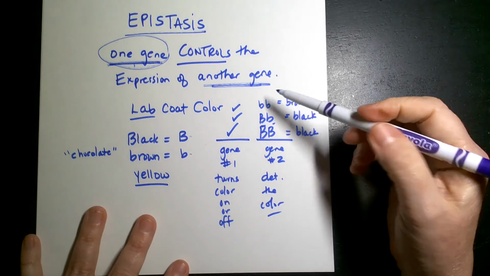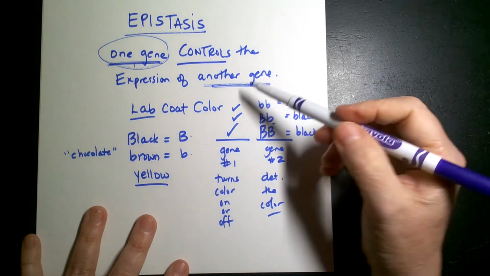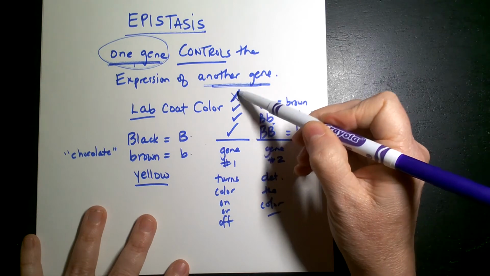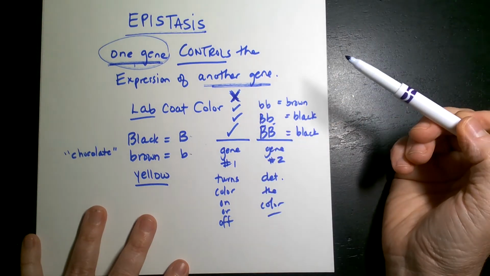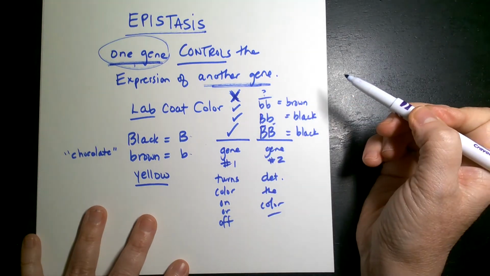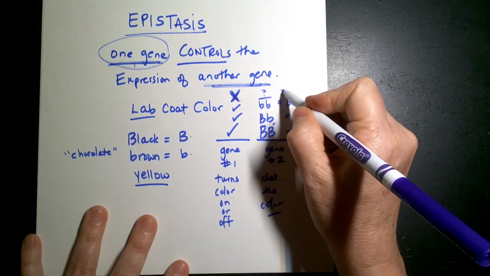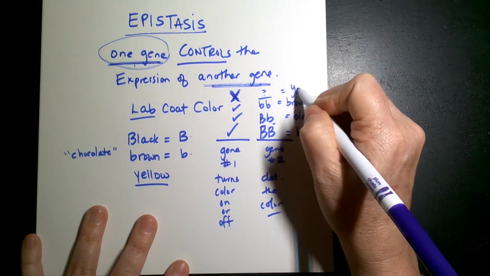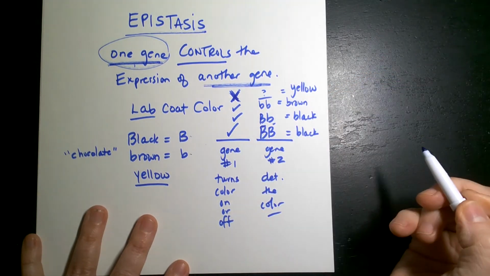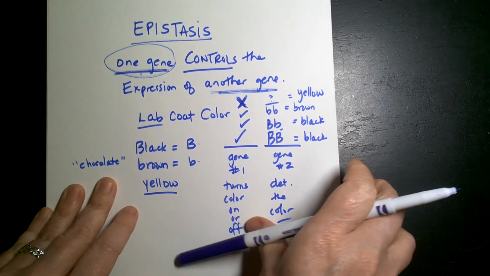Now, yellow, if you've noticed, there's not an allele for the yellow trait. That's going to be when this gene is off. Okay, so the off version, it doesn't even matter what the second gene is because it doesn't even get to turn on. So when gene one gets turned off, this is how we're going to get yellow labs. Okay, so I'm going to show you how it works in a Punnett square.